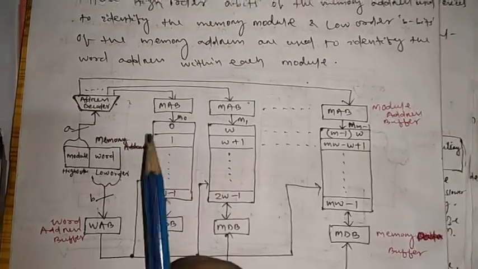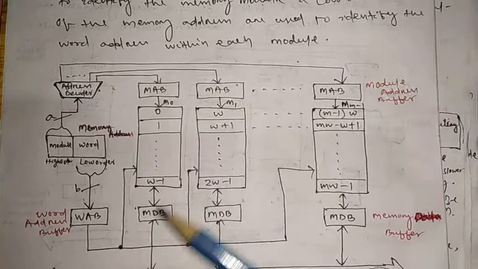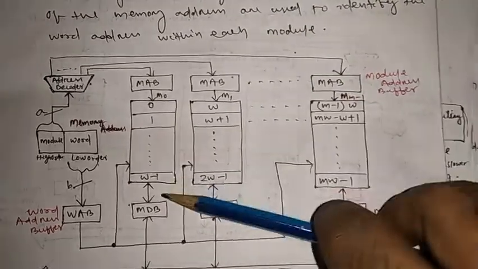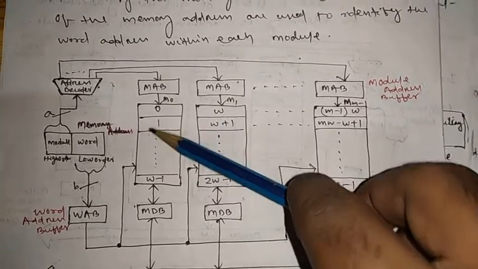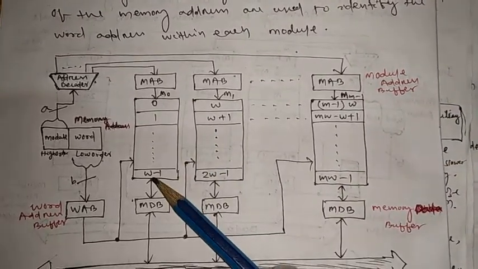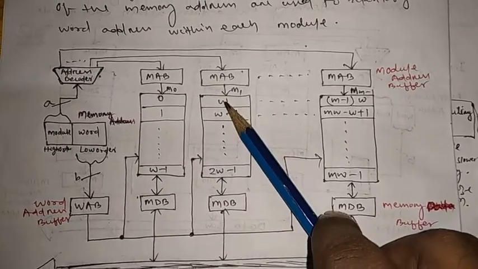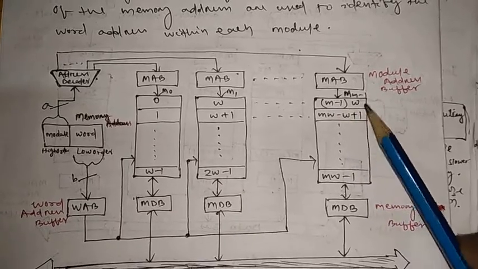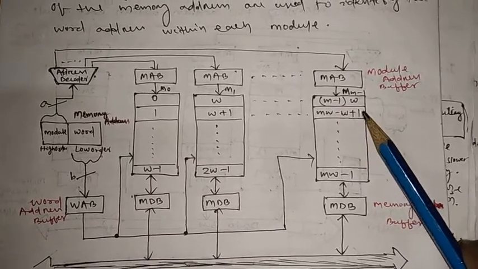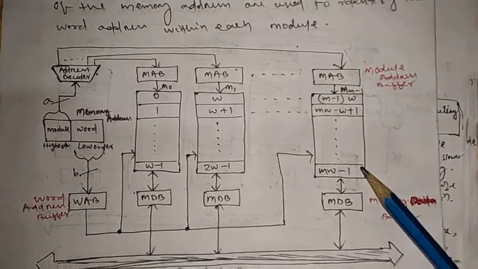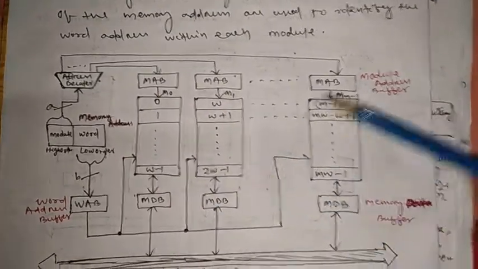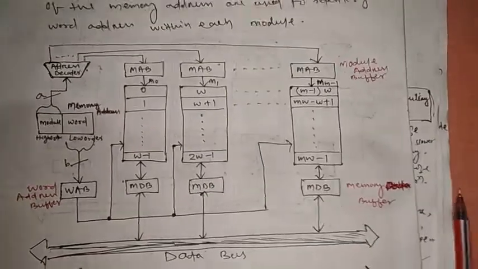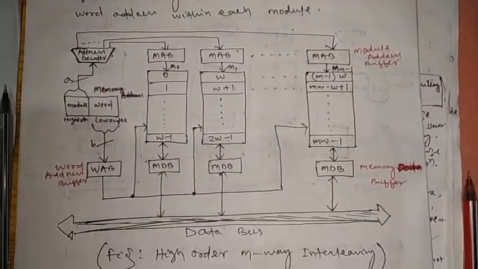Look here, in low order interleaving, data are stored in a horizontal manner, but in high order interleaving, data are stored in a vertical manner. Here the words are numbered 0, 1, 2, 3, then up to w minus 1, then w, w plus 1, and so on, up to m times w minus 1. So words are stored vertically and the modules are arranged in this manner. This is the pictorial diagram of high order interleaving.